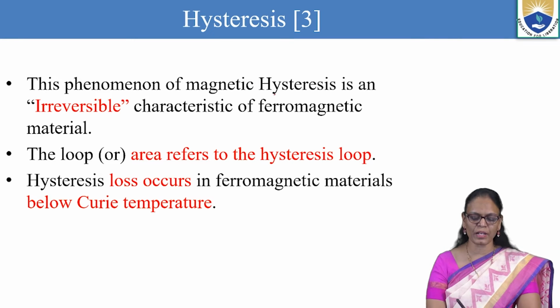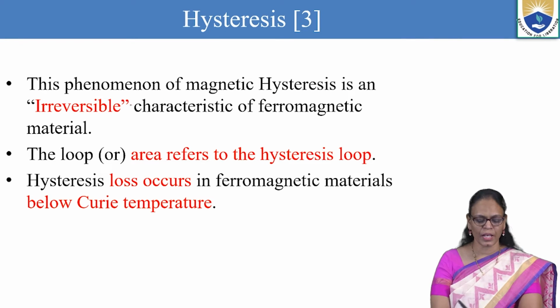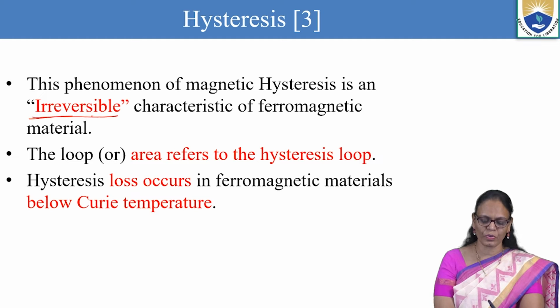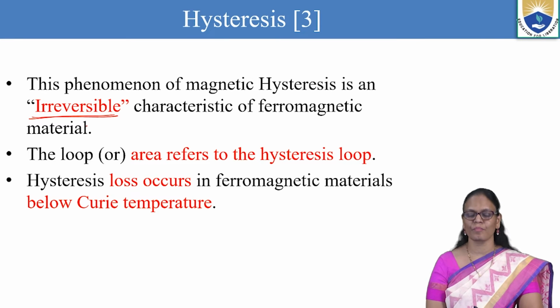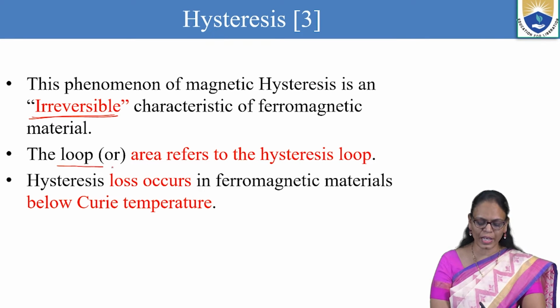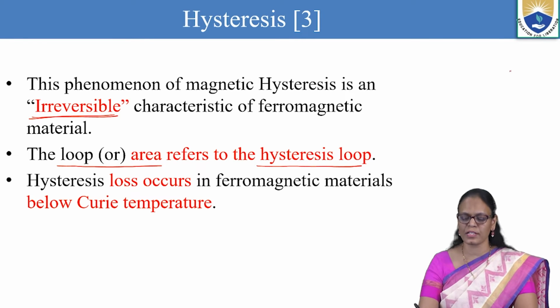And this phenomenon of magnetic hysteresis is irreversible. You cannot reverse it. And this is a characteristic of the ferromagnetic material. And the loop or the area refers to the hysteresis loop. So we are going to understand this loop.